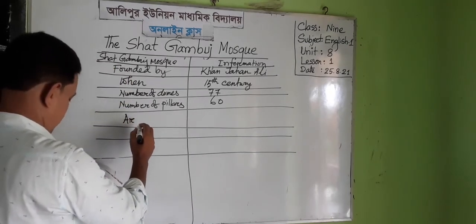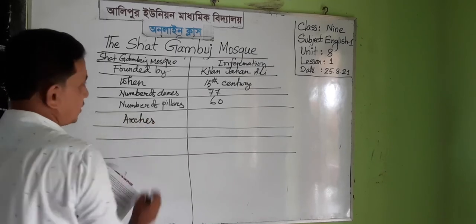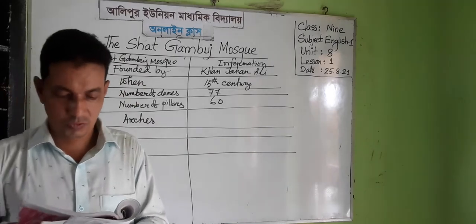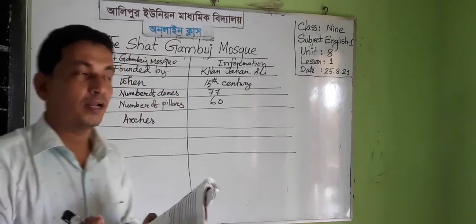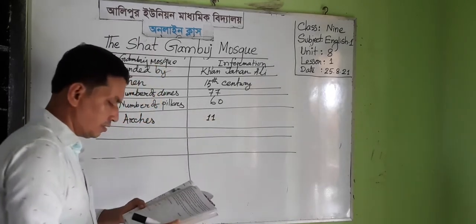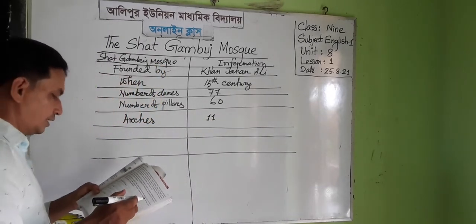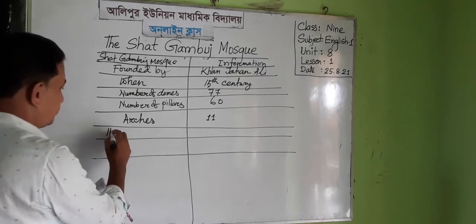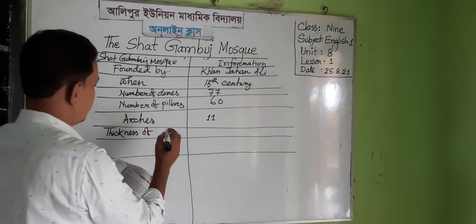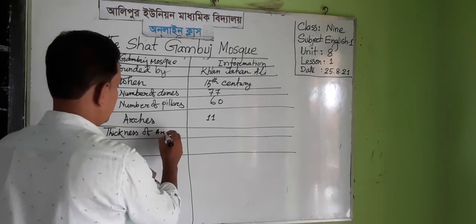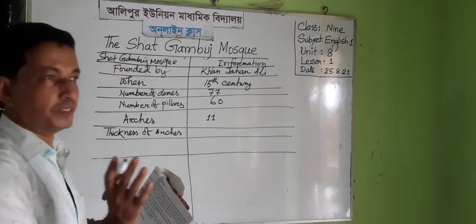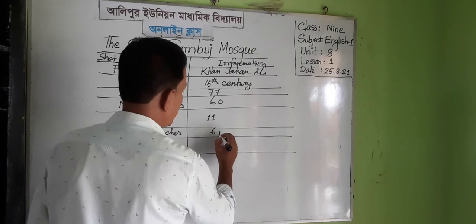Next, arches. According to the passage, we know that almost 11 arches are in the mosque. Next, thickness of the arches. We know that the thickness of the arches is 6 feet.